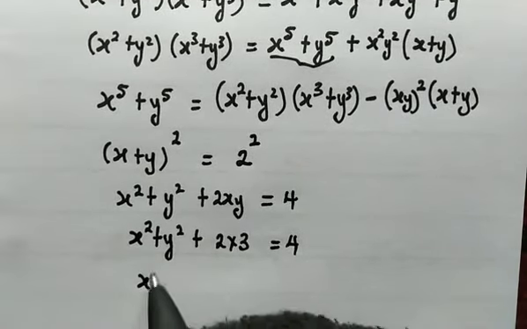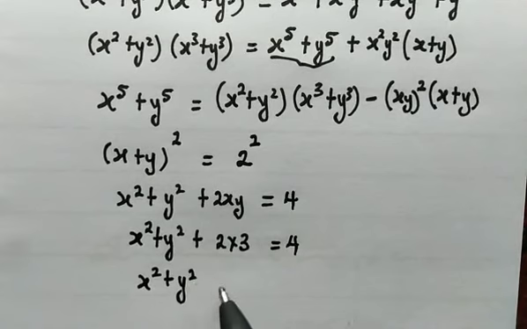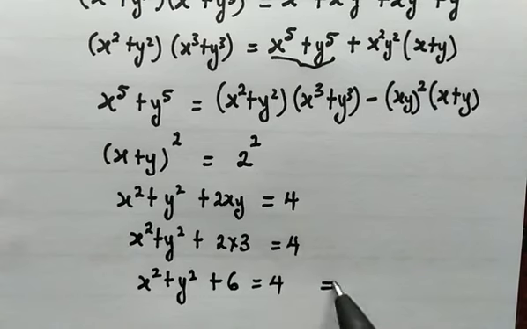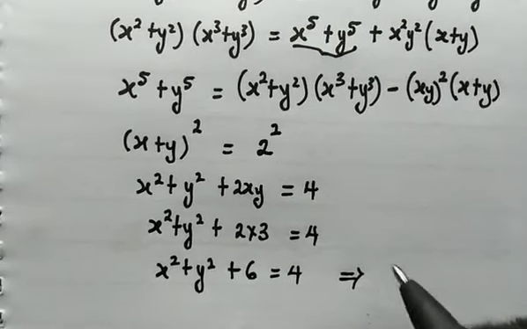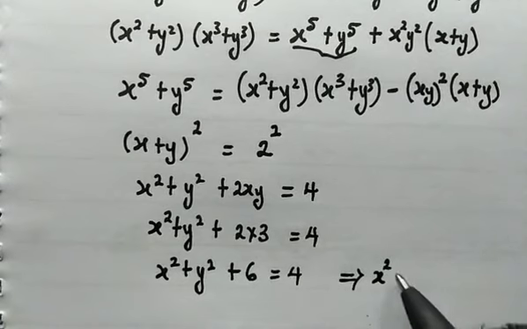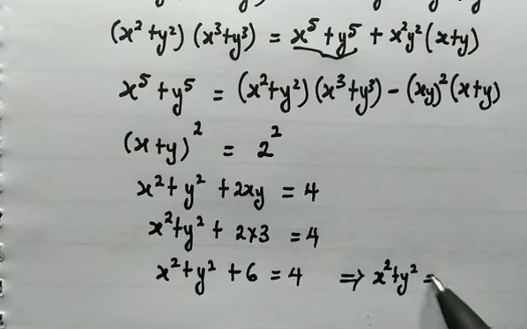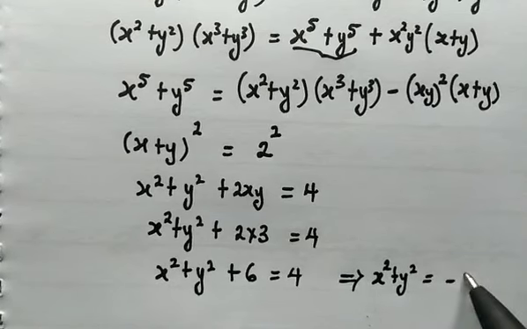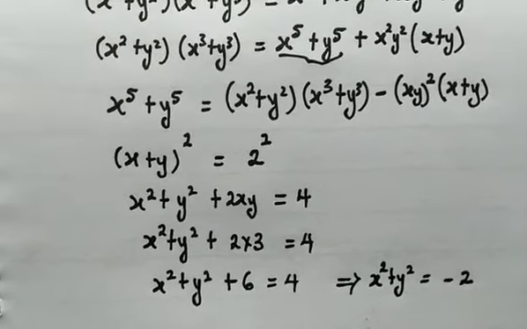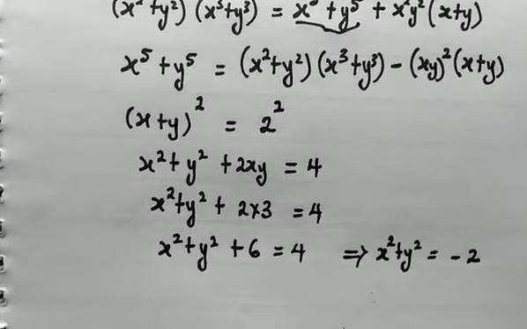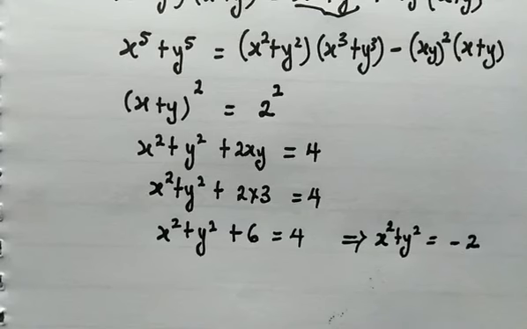So from here we have x squared plus y squared plus 6 equal to 4. Now from here, if we subtract 6 from both sides, then this implies that x squared plus y squared is equal to 4 minus 6, that will give us negative 2. Okay, right. Now, what about x cubed plus y cubed? So how do we solve for x cubed plus y cubed? Okay, now let's see how we're going to do that.